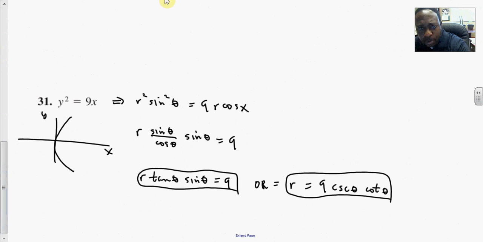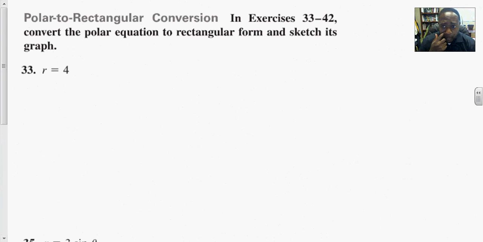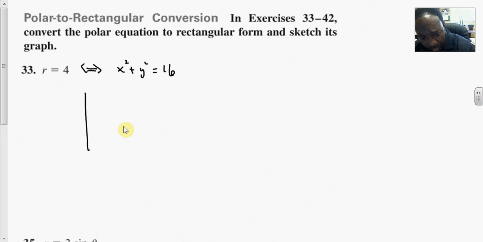Or here, convert the polar equation to rectangular form and then sketch its graph. This is just x squared plus y squared is equal to r squared, 16. Just a circle with radius 4.